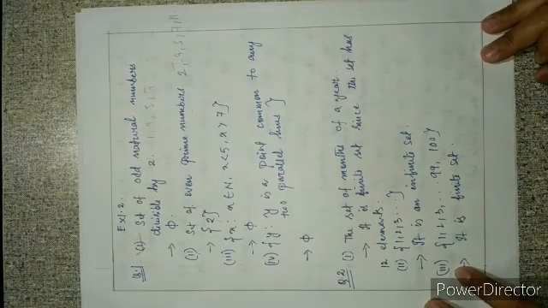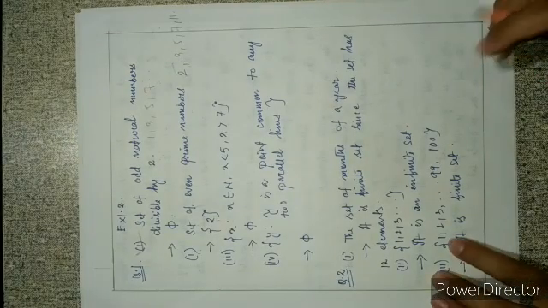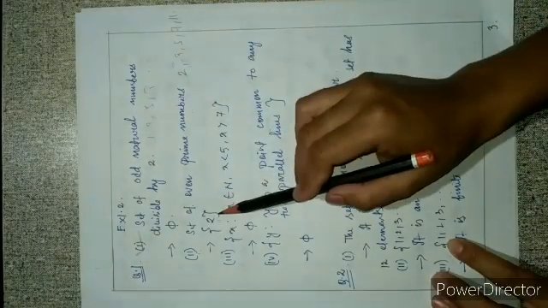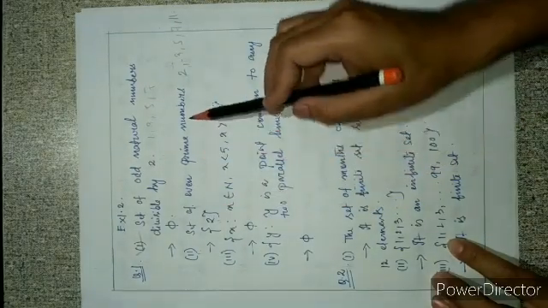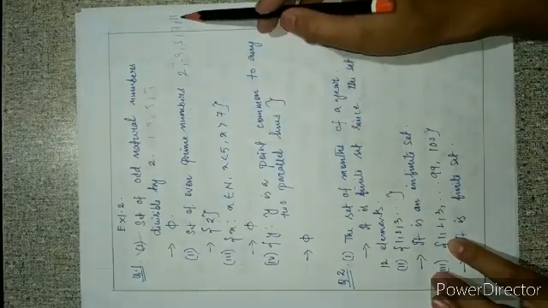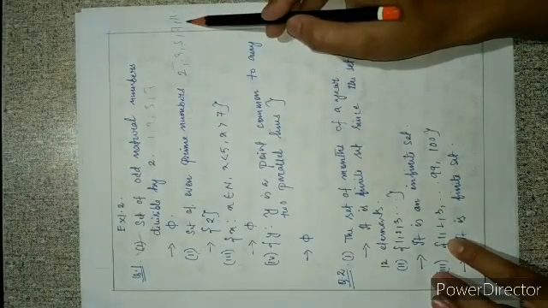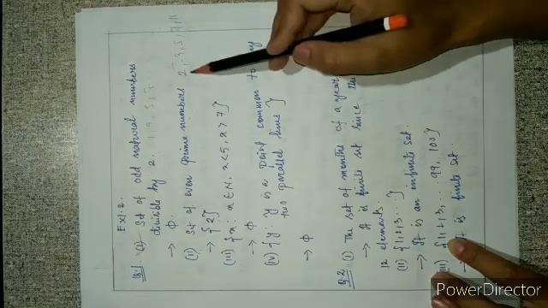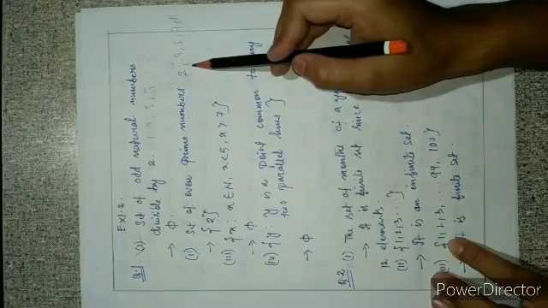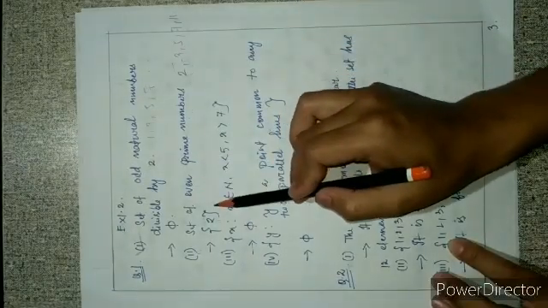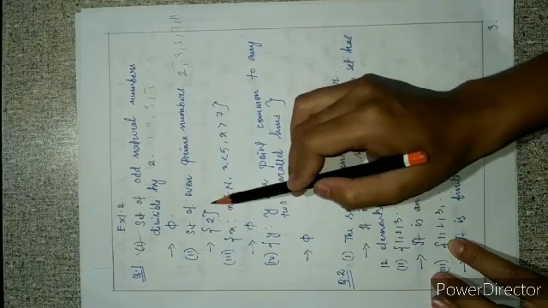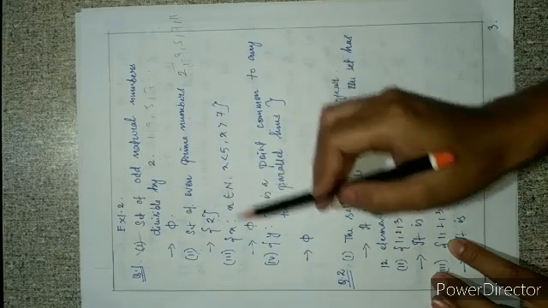Next for Roman number 2, set of even prime numbers. Prime numbers are 2, 3, 5, 7, 11, and there are infinite number of prime numbers. Among these prime numbers, 2 is the only even prime number. And so the given set consists of a single element 2, and hence it is not a null empty set.